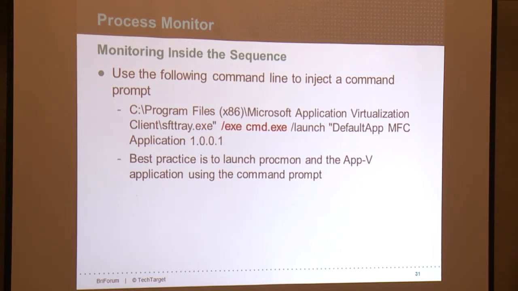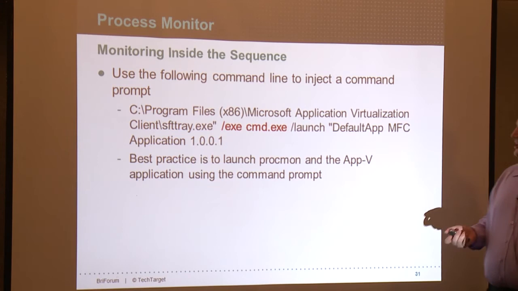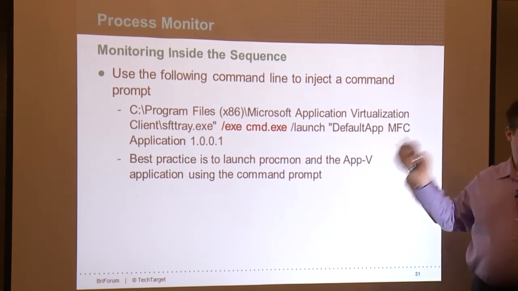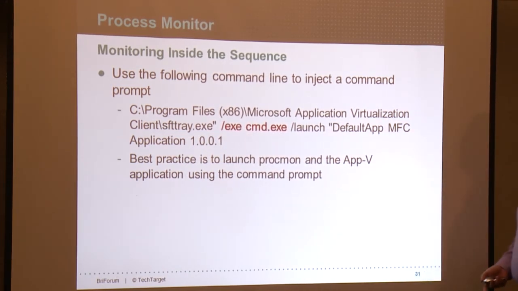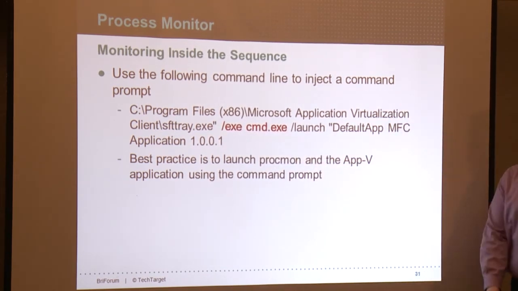So when we're using Process Monitor, there are different ways of monitoring, and I'll explain them. Most commonly, you can open up your shortcut properties, and you'll see a command line a lot like this for your virtual application shortcut. You can add the command line option /exe space cmd.exe, and that'll launch a command prompt before your virtual application. So that command prompt is now inside your virtual application, and you can launch your tools inside of there.